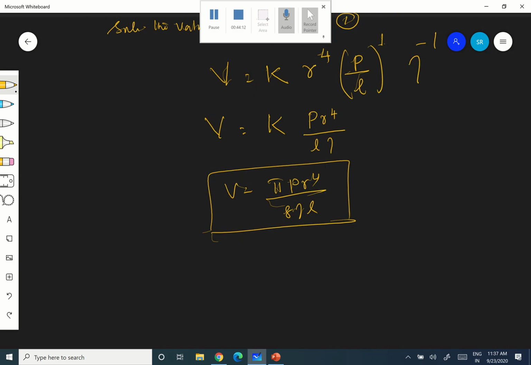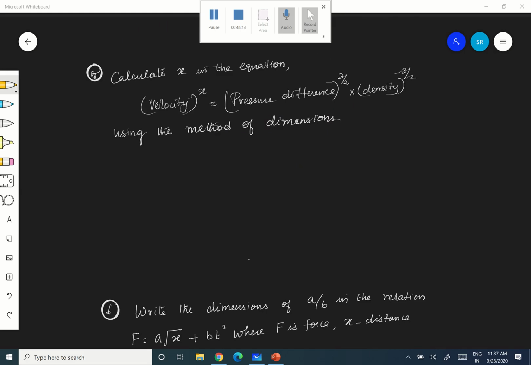Then next one. Next question: calculate X in the equation velocity power X is equal to pressure difference power 3 by 2 into density power minus 3 by 2, using the method of dimensions. You can use this to find anything; always you cannot say that it will be in a tailor-made form, like conversion of one unit to another unit. You can use dimensions in any case. Here this is a different case. See, velocity power X is equal to pressure gradient power 3 by 2, density power minus 3 by 2.